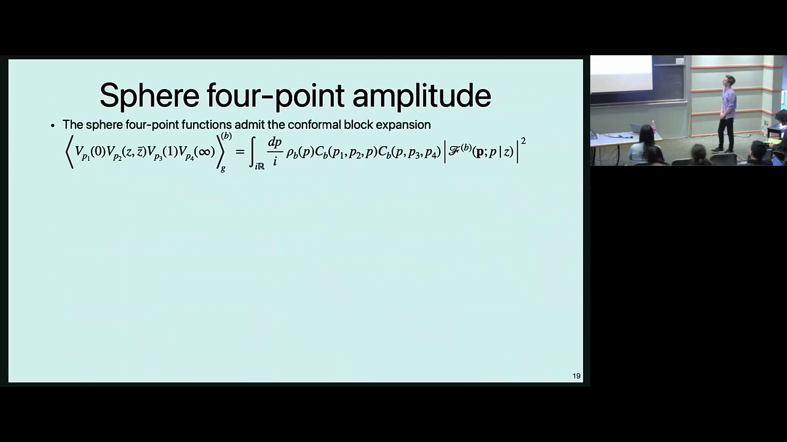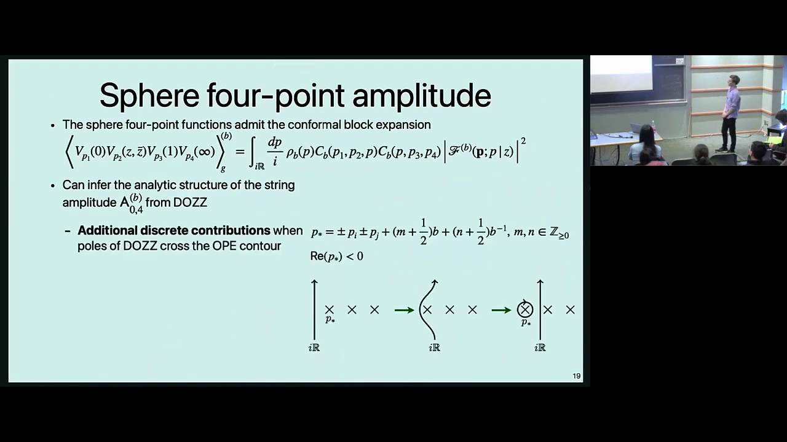So let's look at the sphere 4-point amplitude in more detail. The building blocks are these sphere 4-point functions in Liouville CFT that admit a conformal block expansion. Some integral over DOZZ formulas weighted by the conformal blocks in a particular channel. So from this, we can infer the analytic structure of the full string amplitude.